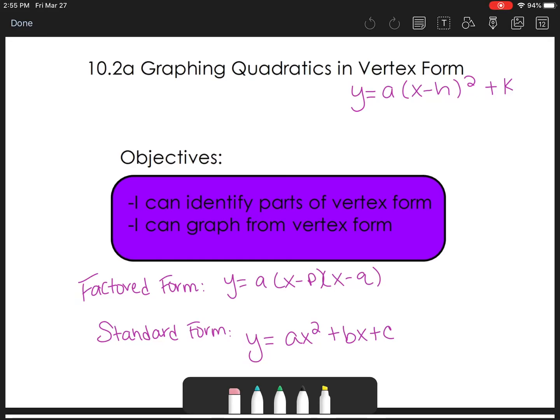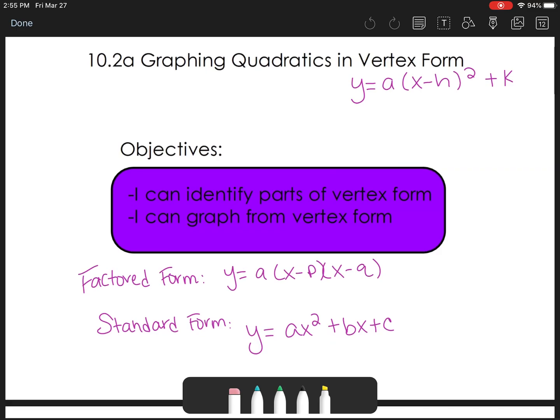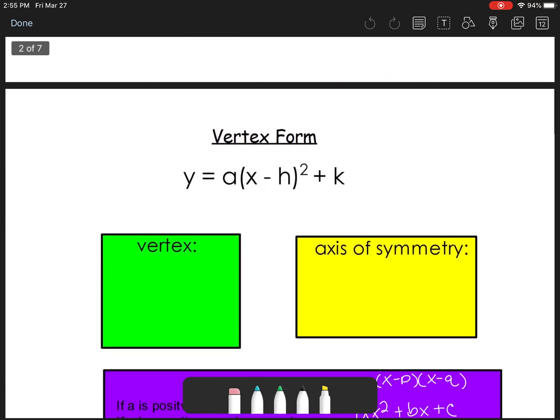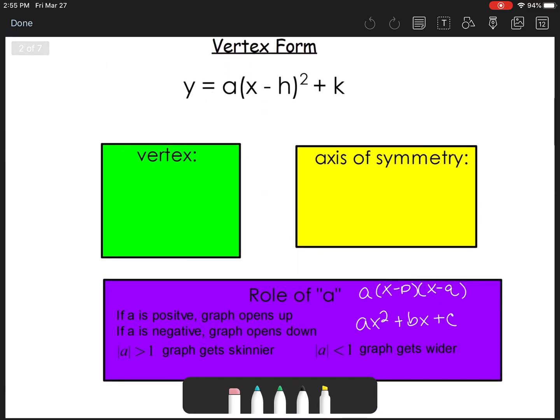Today we're going to talk about graphing quadratics in vertex form. We've already learned how to graph them in factored form and standard form, and vertex is the third and final form we're going to look at with quadratics. So vertex form is the form where y equals a times the quantity of x minus h squared plus k.